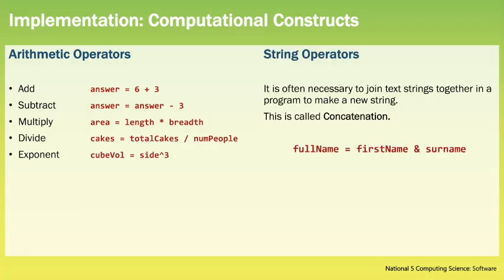It is often also necessary to join strings together to make a new string. And this is a process called concatenation. You can see in the example on screen, I'm taking the value of the variable first name and the value within the variable second name and storing them in a new variable called full name.